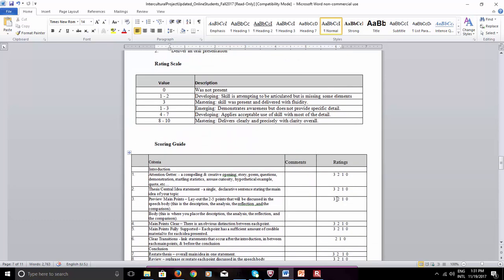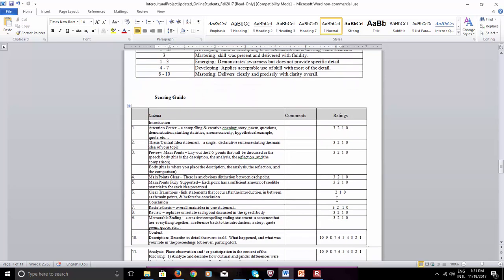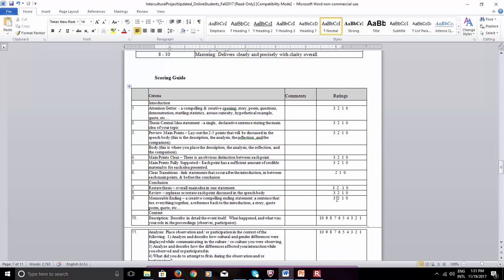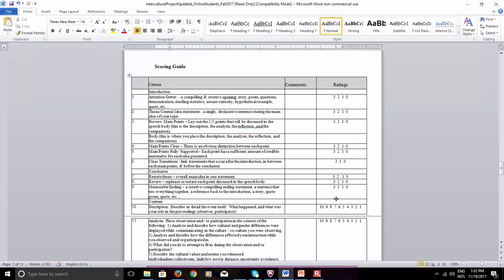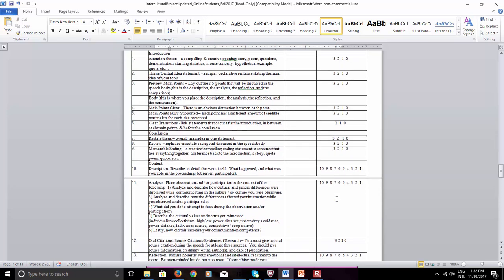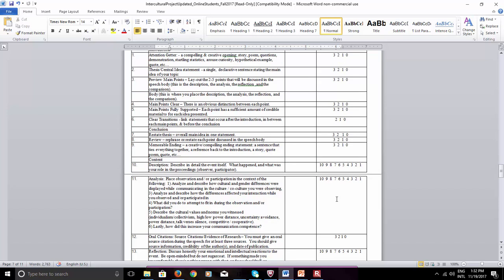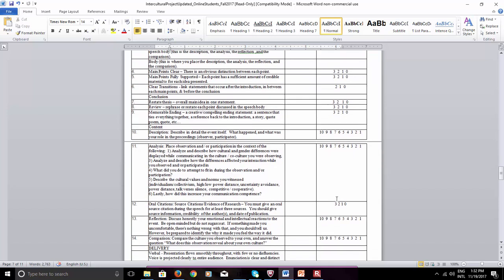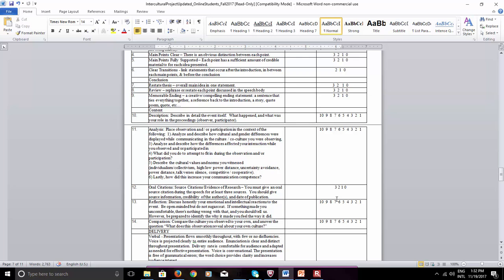So let's look at how that breaks down with the scoring guide. You'll see that in the introduction, you have 3 points possible. The body, I should say, 3 points possible. Transitions are worth 2. Your conclusion, 3 points possible. And then the content, this is where you feed us that knowledge in the body. This is worth the most out of all the elements in your presentation.